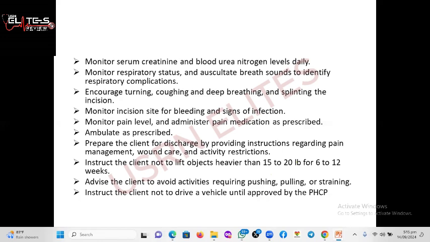Then what I want to stress is activity. You prepare the clients for discharge home regarding management. When the patient goes home, they will need to avoid any form of heavy lifting. They shouldn't lift any weight more than 15 to 20 pounds for 6 to 12 weeks post-procedure. So you have to educate the patient that they shouldn't lift anything heavy.